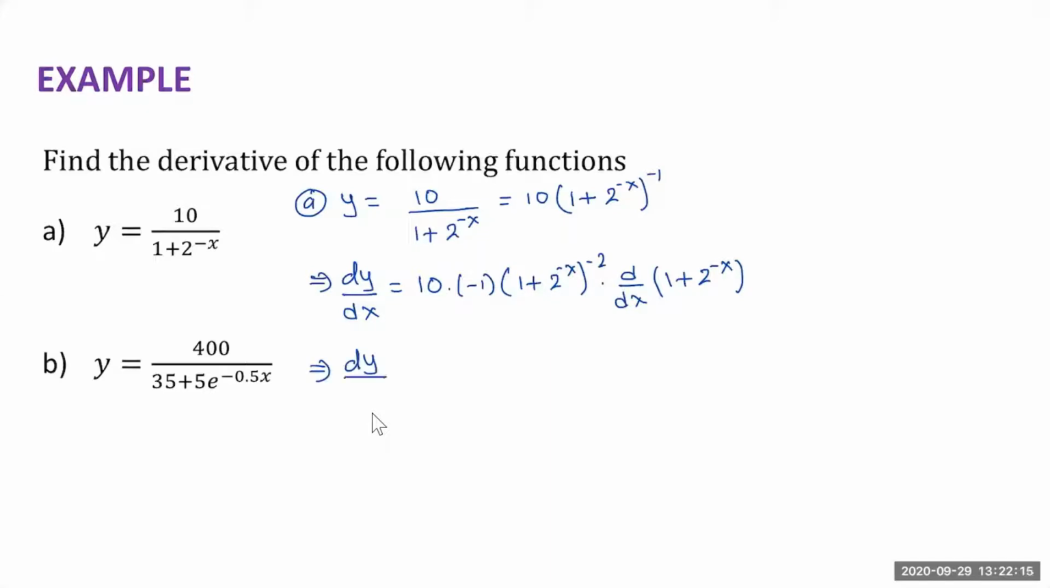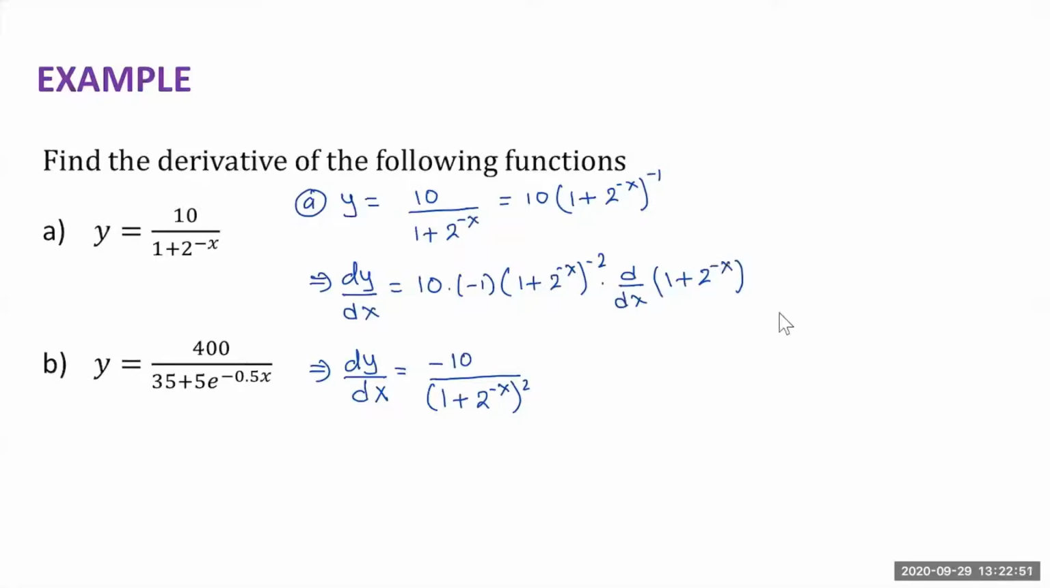dy over dx is equal to, here we have 10 multiplied to negative 1, which is negative 10. Then here we have 1 plus 2 to the negative x raised to negative 2. If I take that to the denominator, it will be 1 plus 2 to the negative x raised to positive 2. Because if you take it to the denominator, it will be positive. If you take it to the numerator, it will be negative.